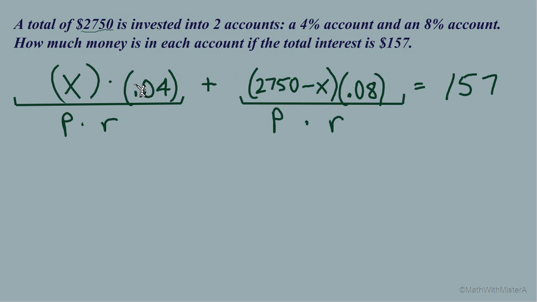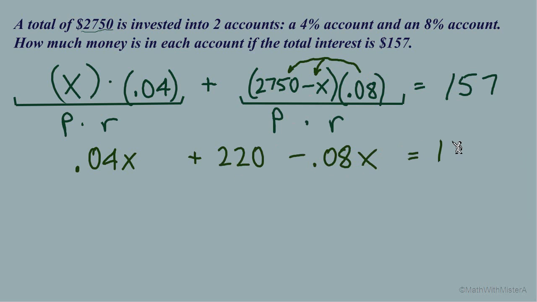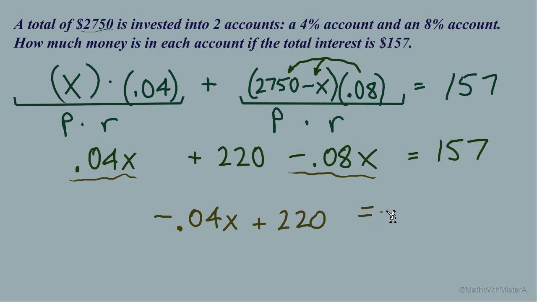Next, we'll distribute and simplify the products that we have in these two accounts. From the first account, just 0.04x. The second account, again, careful that we are going to distribute. 0.08 times 2,750 gives 220, and 0.08 times negative x is minus 0.08x, which equals our right side, 157. Now let's find the like terms and combine. 0.04x minus 0.08x equals negative 0.04x. We'll bring down the plus 220 equals 157.